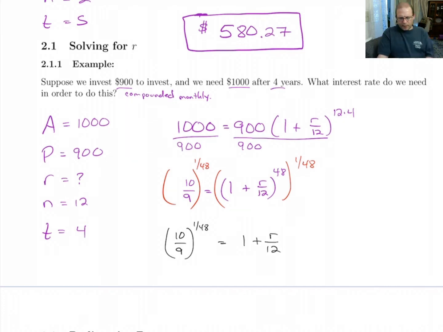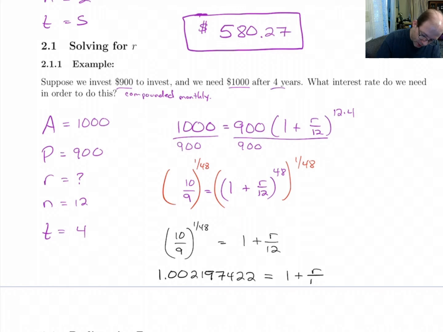All right. 10 over 9 to the 1 over 48. 10 divided by 9 gives me this, raised to the 1 over 48. This gives me the number 1.002197422 equals 1 plus R over 12.